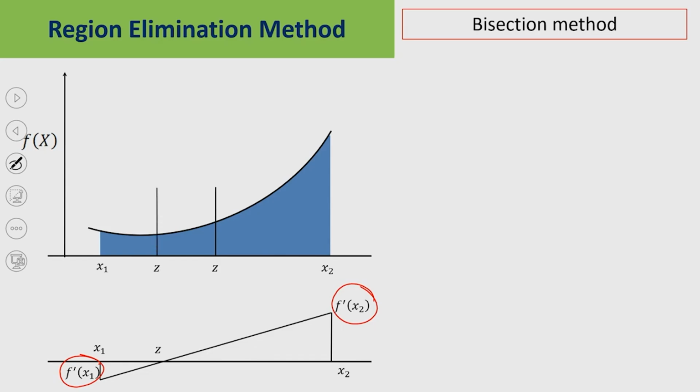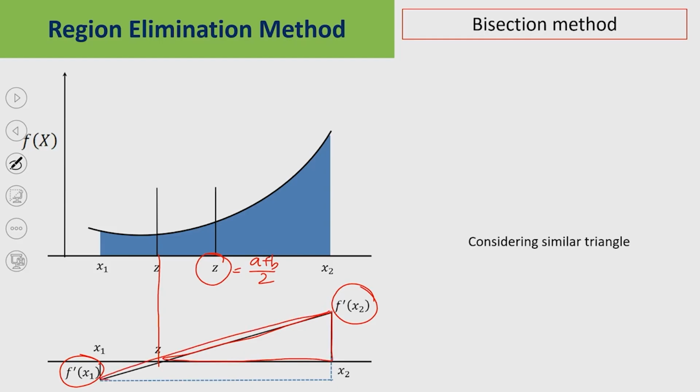Now, this is the earlier z, z equal to (a plus b) by 2, and now I would like to take the z value somewhere here, where the sign has changed. Now, if I consider similar triangles, this is one triangle and another triangle is the larger triangle.